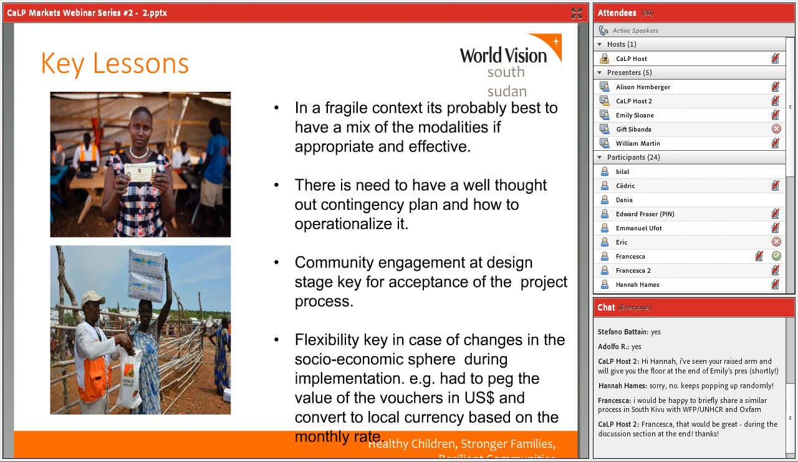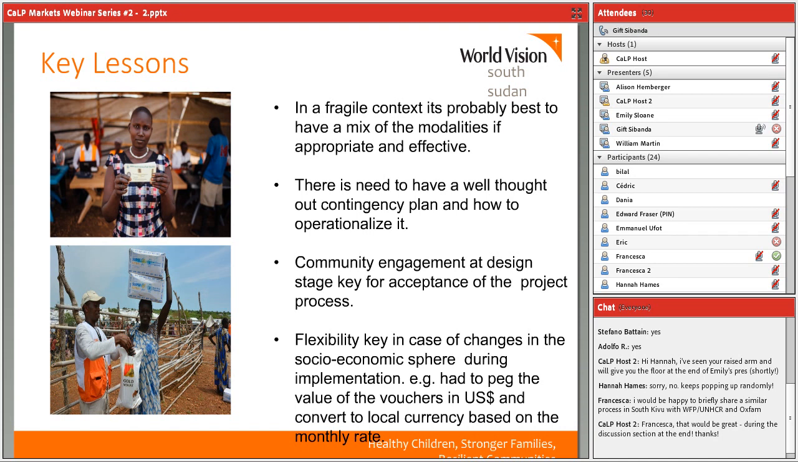Also, programming in a fragile context requires serious contingency planning, and the individuals involved should have a general idea of how to operationalize the plan. In some instances, we have seen where a contingency plan is in place, but people fail to operationalize it in the event of a crisis.